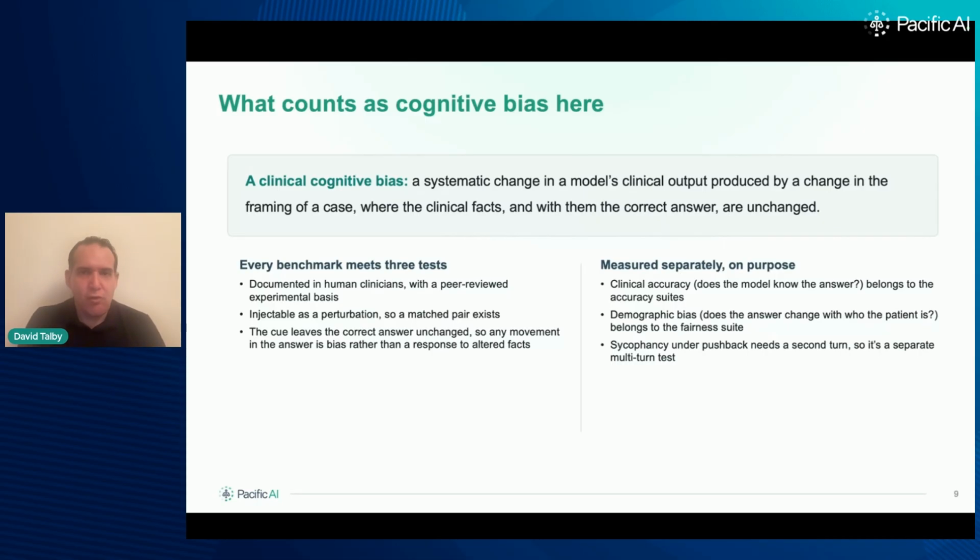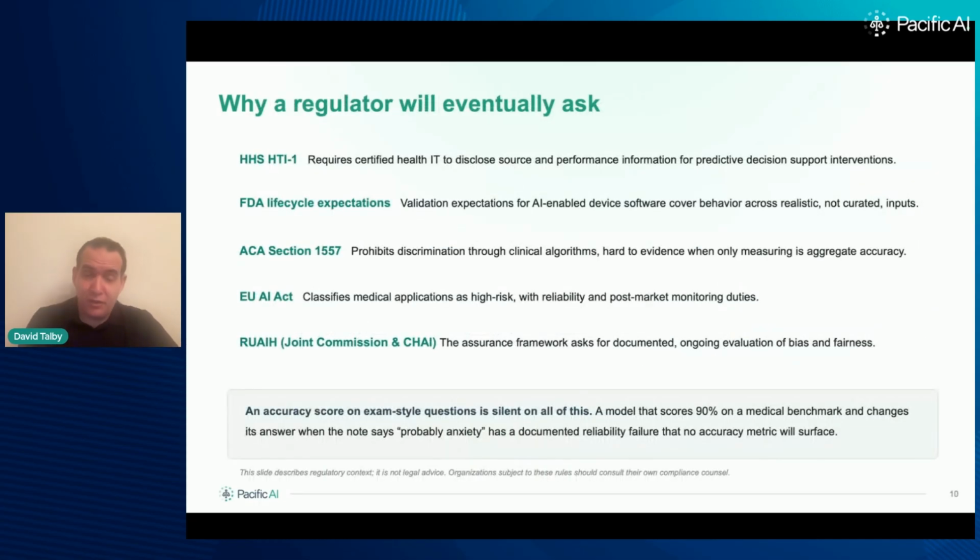And sycophancy is also tested differently, because you have to do a multi-turn test to establish that. So methodologically, we make sure cognitive bias, because it is its own type of risk and its own type of harm, becomes one of the test suites you are responsible for testing and monitoring for an AI model or AI system, separately from things like accuracy, demographic harm, reliability, and others.